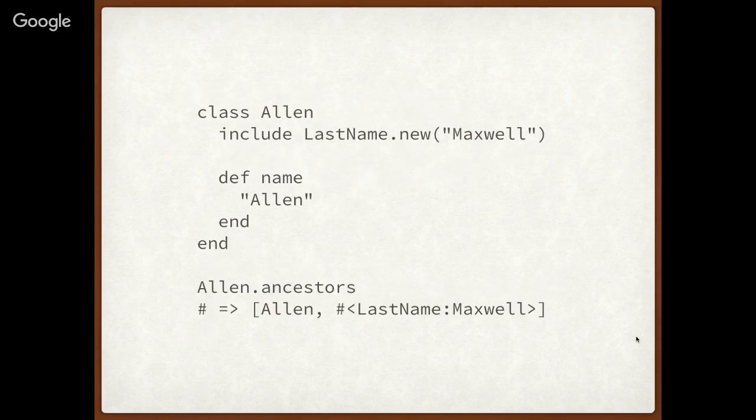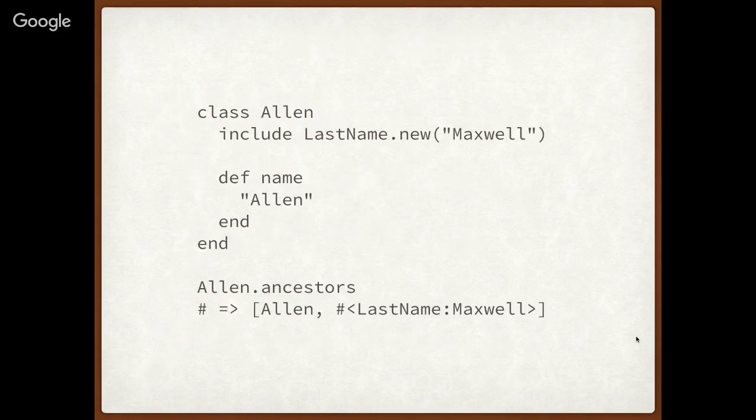So now, like the exact same thing as I was doing in the module before, I have a class Alan, I include LastName.new Maxwell, da da da da. But when I ask Alan about his ancestors, he says, well, there's me, and then there's this great class LastName, and Maxwell is the configuration that was passed into me. That's the implementation of inspect. Yeah. So when you say inspect, it's just like that, which I think is kind of handy, right? Kind of interesting.